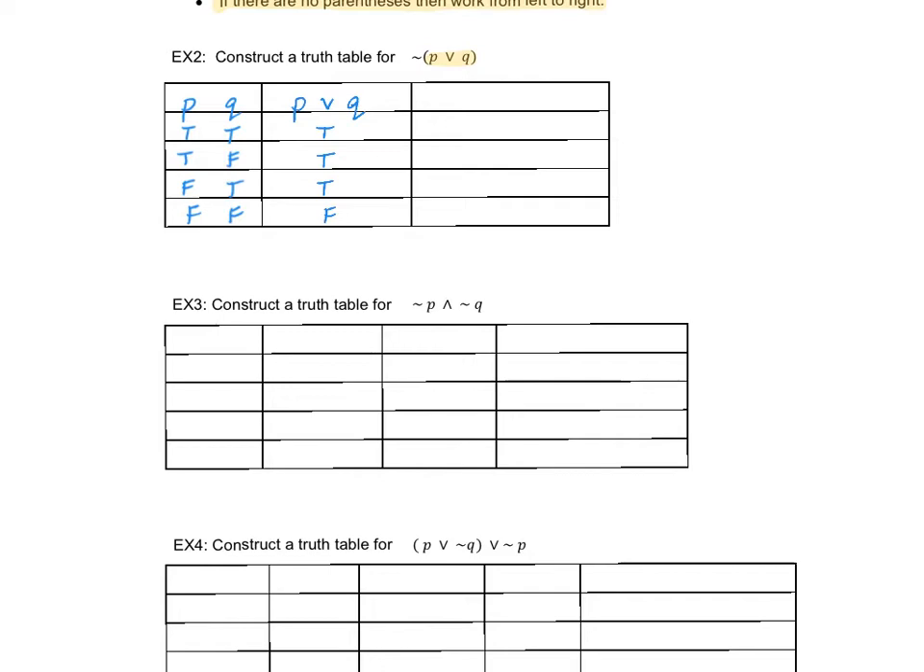And then the last thing I want to do is negate P or Q. So notice I'm not looking at P, I'm not looking at Q. What I'm looking at is this column here, P or Q. And then I'm going to negate that in the last column. So if this column is true, true, true, false, then I negate it, it becomes false, false, false, true.